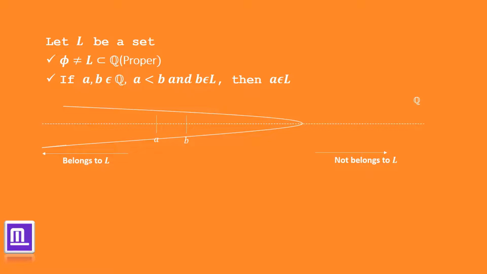So I believe what this statement is telling you is the one I intend to tell. That means a less than b is okay, a also belongs to L. That is a very important thing here to understand what is meant by a cut. Then L does not have a greatest element. This is also very important. That means this L should not have a greatest element in it. Okay, there should be no greatest element.